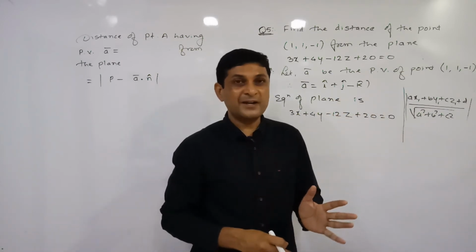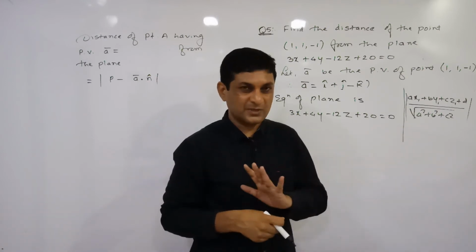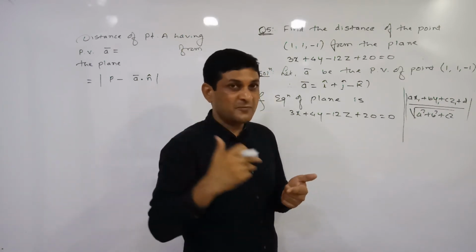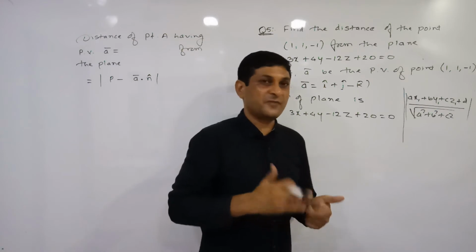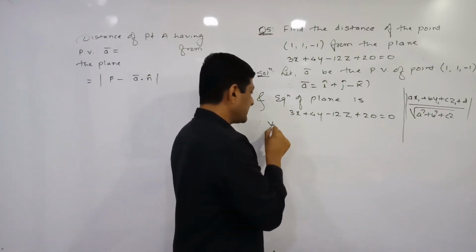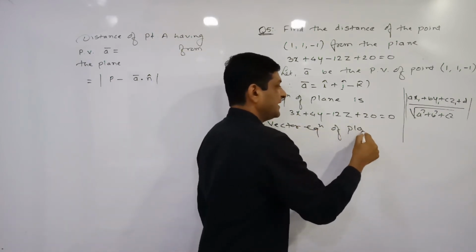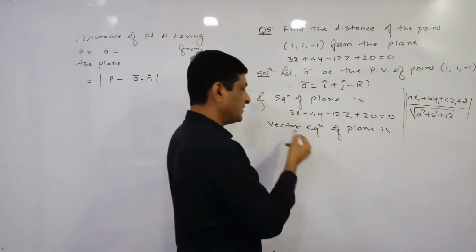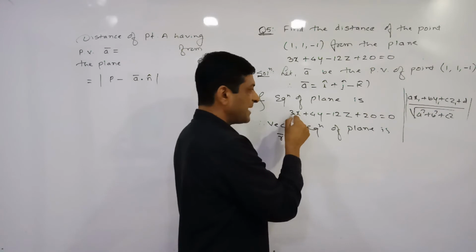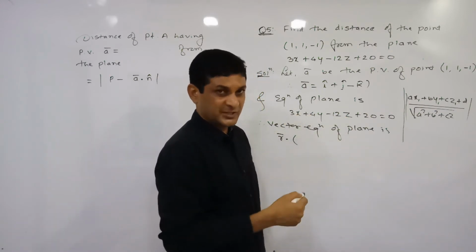But why am I giving priority to apply this formula? Because this formula is not given in the textbook. Okay. So for that purpose, to apply this formula, first the equation of plane should be in vector form. So I am converting this equation into vector form. So the vector equation of plane is, just simply convert it into vector form. So vector form is r bar dot n bar. N bar, these 3, 4, minus 12 are nothing but the direction ratios of the normal.